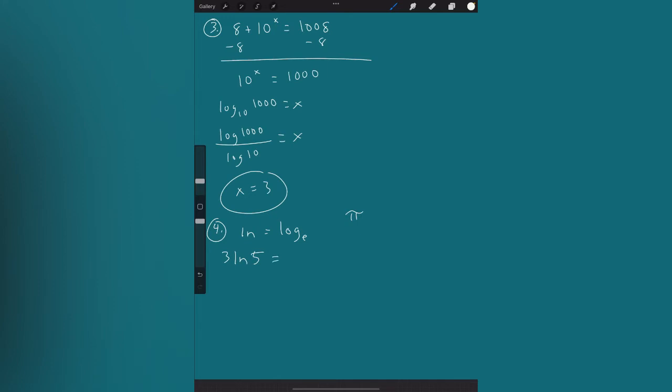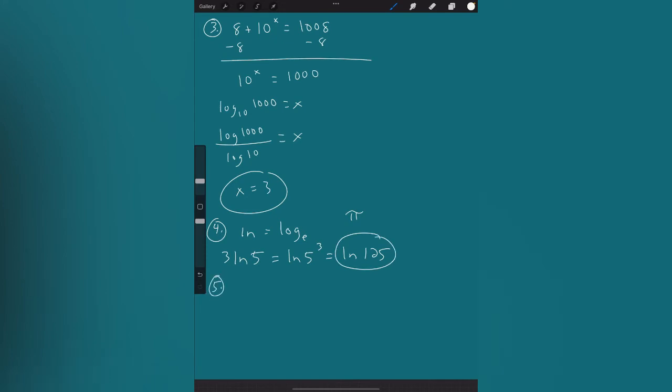The directions ask me to write an expression as a single logarithm, so I can write that as ln 5 to the third power, just like in the last lesson. 5 times 5 is 25, times 5 is 125. So ln 5 to the third power is ln 125, and that would be my answer. I can just leave that in there as number 4.